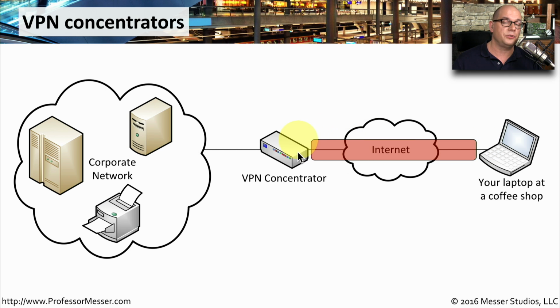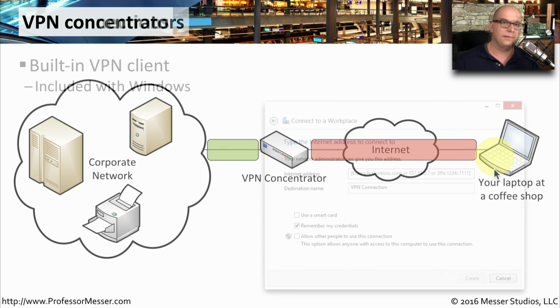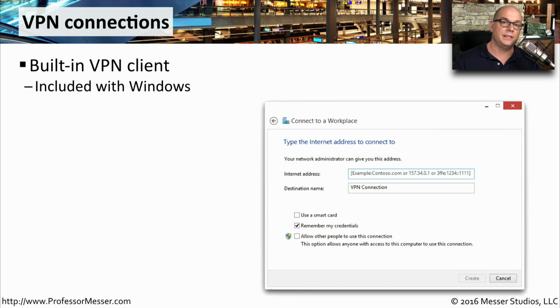On the VPN concentrator side, it's going to look at your encrypted data, it will decrypt that information and send it internally to your private corporate network. To get back to your computer, the process is reversed. The information goes to the VPN concentrator. It encrypts all of the data, sends it securely to your laptop, and the software on your laptop then decrypts the information and makes it available to your operating system. This VPN software is something that's included with Windows. You don't need to load any additional software to include this capability.